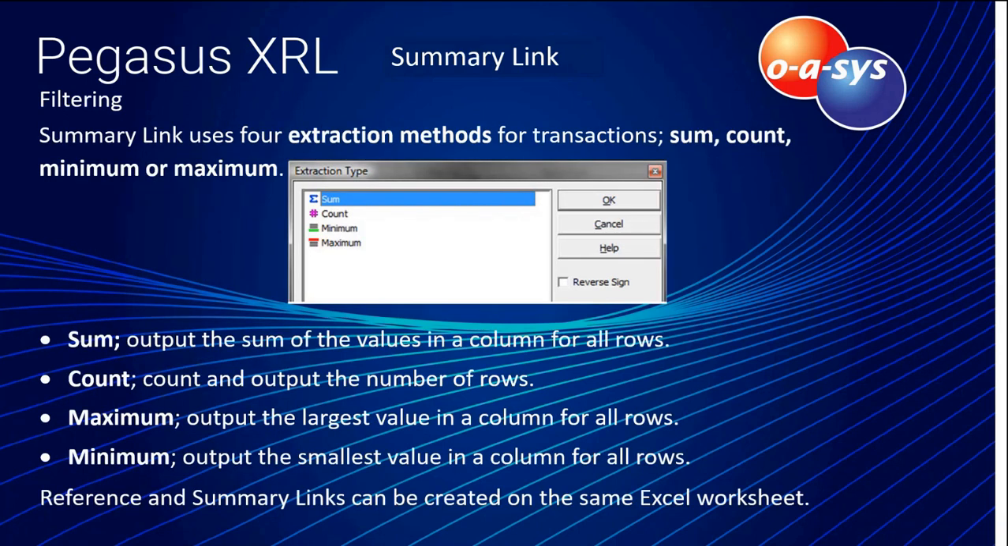So summary link uses 4 extraction methods for transactions. We have sum, count, minimum, or maximum. And as you can see at the bottom, we can see what each one of those do. And just to mention, reference and summary links, as we will see in a moment, can be created on the same Excel worksheet.